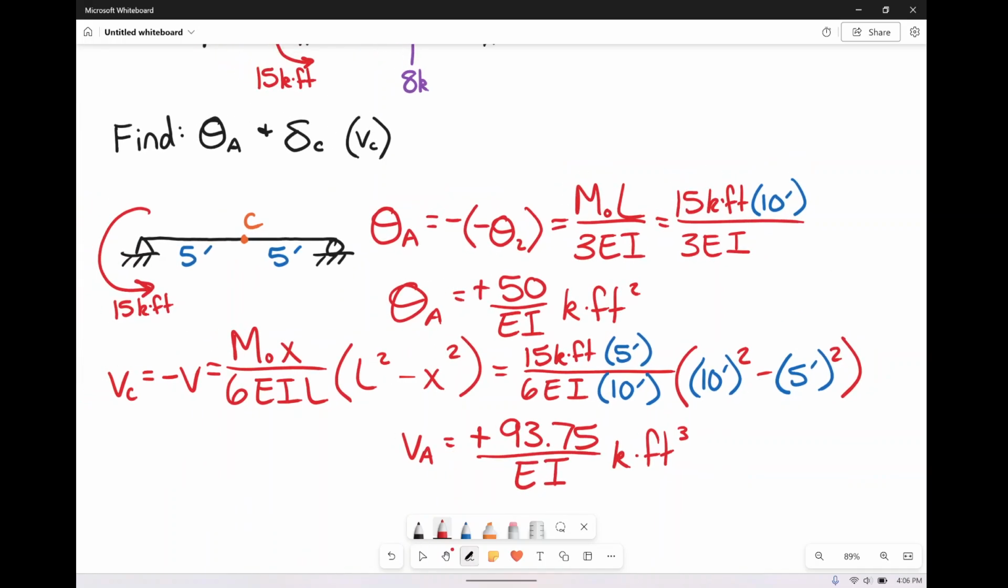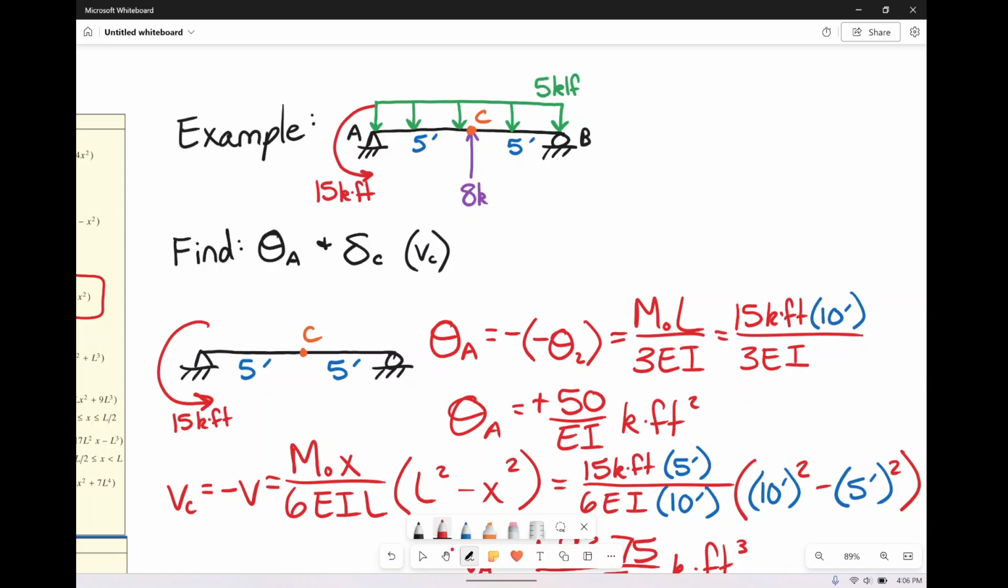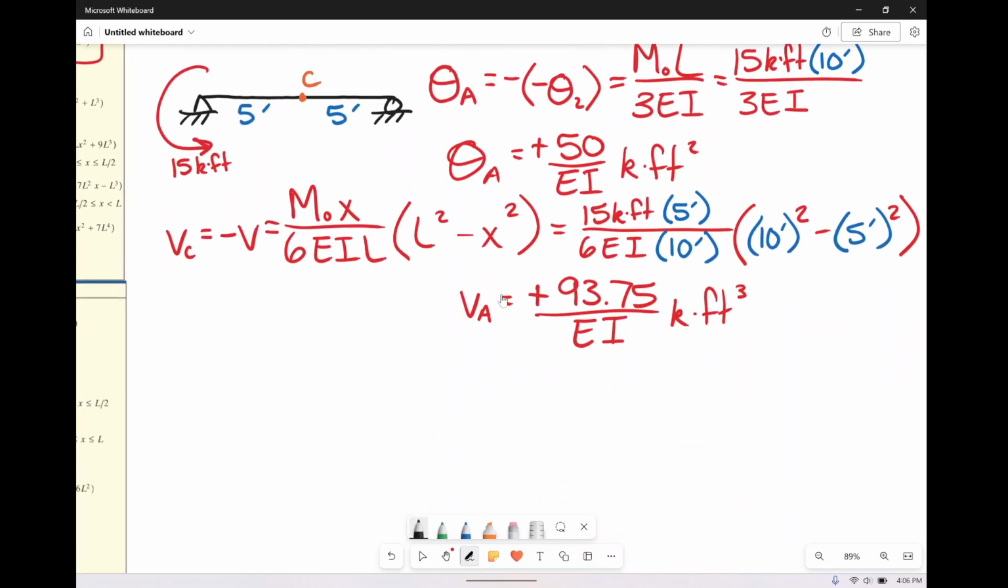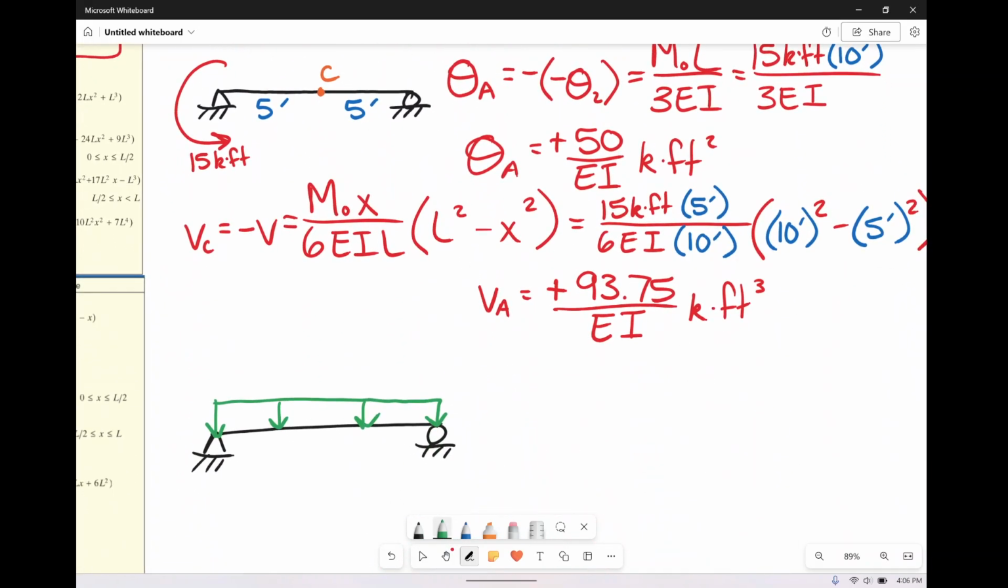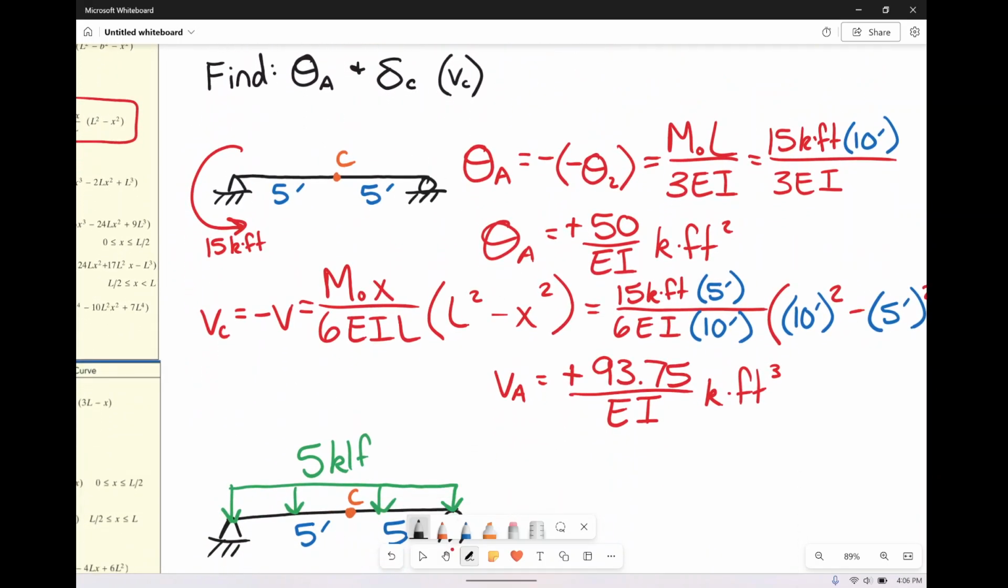So cool, I did my first one. Now we can go look at a different load, so let's move on to our green one. For our green one, we have a simply supported beam, and we have our uniformly distributed load, and that uniformly distributed load is 5 kips per linear foot. Again, point C is at the dead center, which is 5 feet from each side. And we want to find slope at A. It would help to actually label A, wouldn't it?